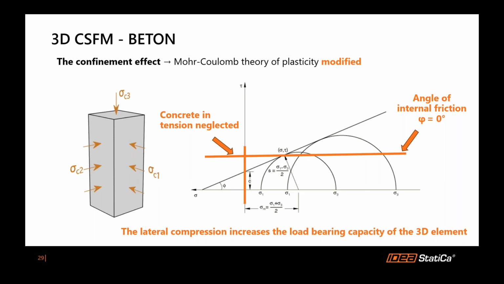And we have further modified the assumption of this theory in two ways. Firstly, since in tension the concrete is neglected, we have performed a so-called tension cutoff. And secondly, the angle of internal friction, phi, is conservatively appointed as 0. And the practical impact of the triaxiality, or in other words, confinement effect, is that when a concrete element is exposed to compressive stresses in all three directions, the load-bearing capacity of concrete increases.